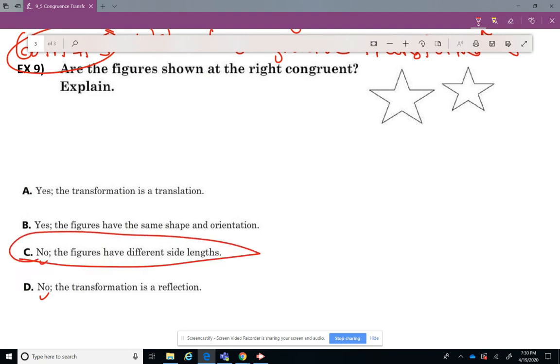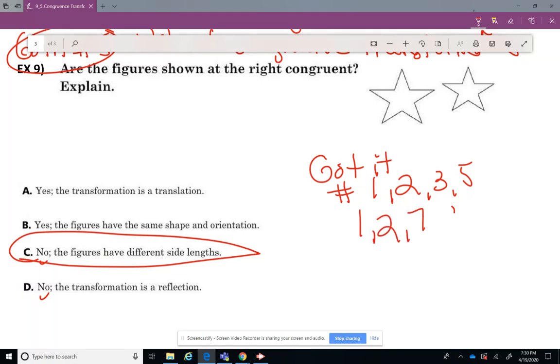All right, so let's see what your homework is. You're going to upload got it question numbers 1, 2, 3, and 5. And then your practice problems are going to be 1, 2, 7, and 9.